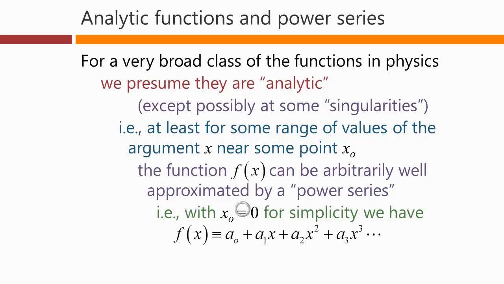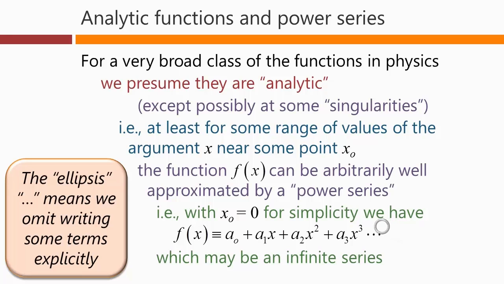For example, if we are looking round about the point where we're saying this x0 is 0, then our power series is a0 plus a1x plus a2x squared, and so on. For example, if the function was actually a parabola, we would just need the first three terms in this series with some numbers for a0, a1, and a2. But possibly this series goes on and on and on. Maybe it's infinite.